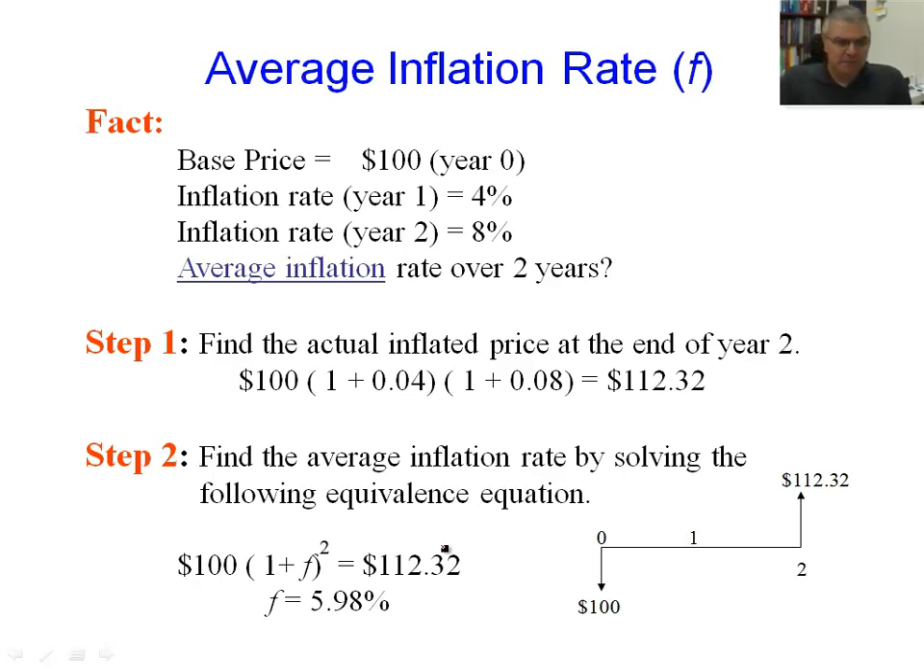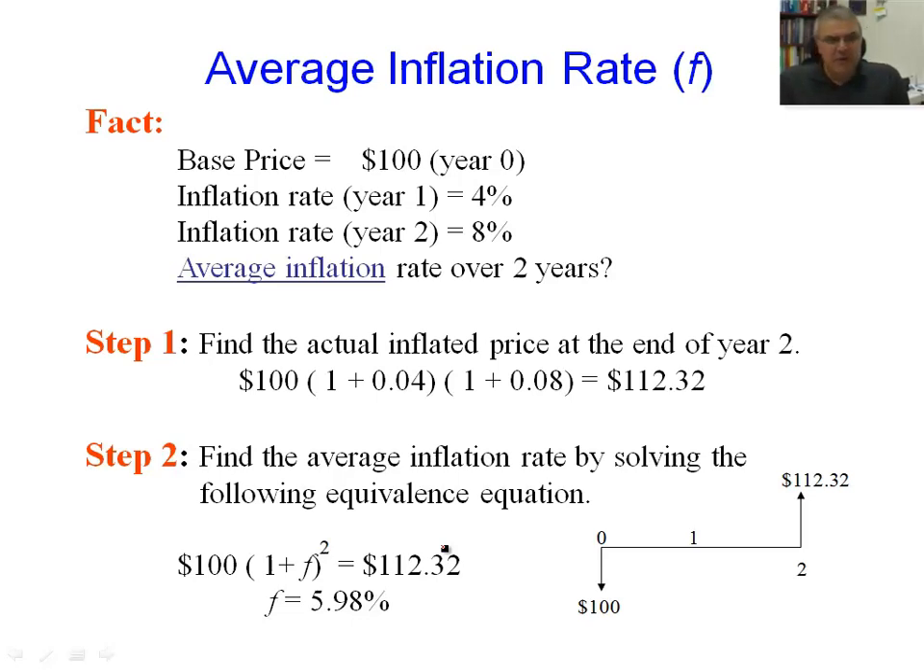So again, let's take a look at how we can actually use inflation, the average inflation rate. Let's say the base price for year 0 is $100, and the inflation rate for year 1 is 4%. The inflation rate for year 2 is 8%. What would be the average rate over 2 years? Again, the average rate over 2 years. So first, we would find the actual inflated price at the end of year 2.